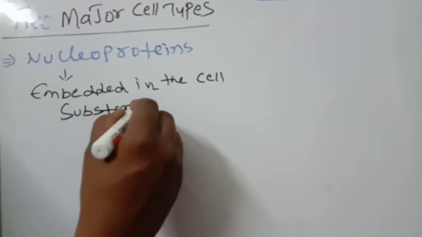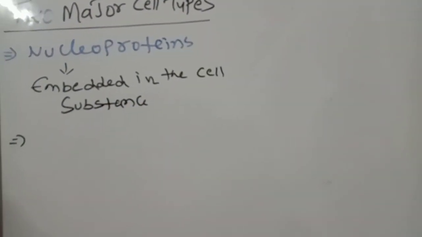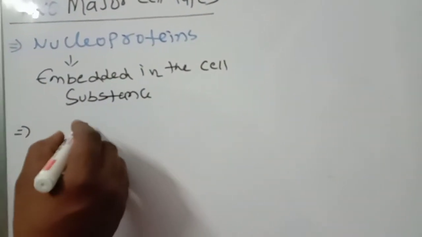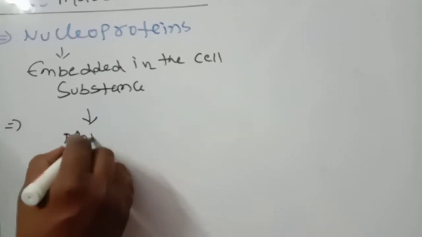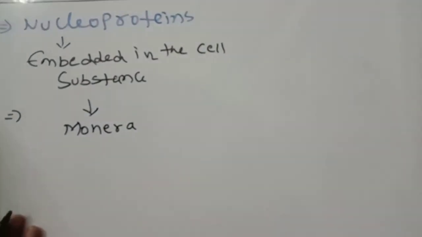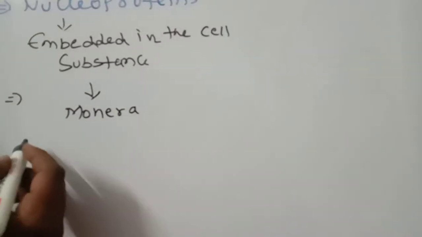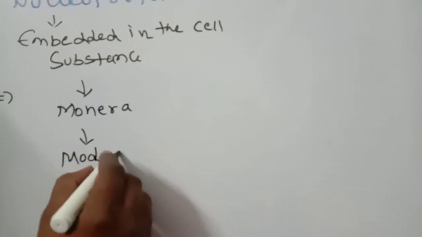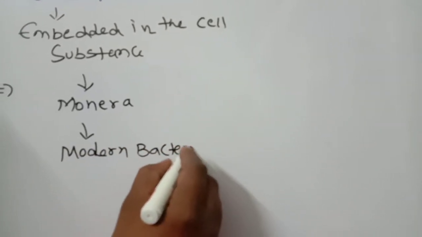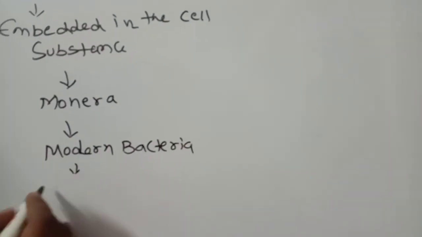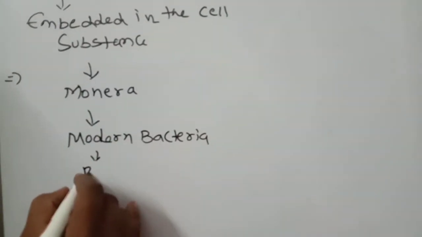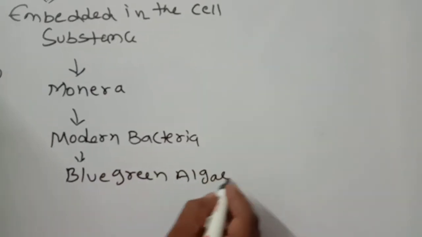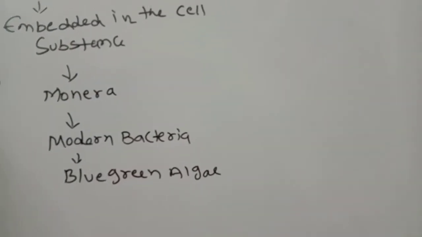This is the point you should remember. So next, what happened? Substance. Cells were similar to Monera. Next, modern bacteria. These are considered as which one? Modern bacteria. Then, do you know very well, blue-green algae? Blue-green algae. So viruses, after all these things happened.